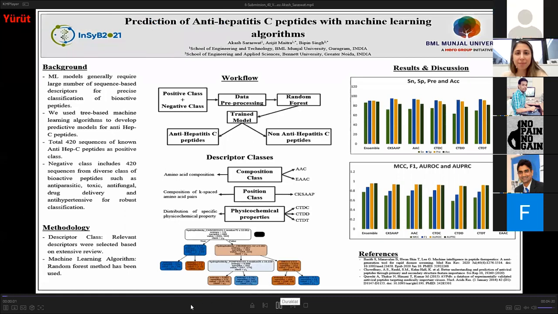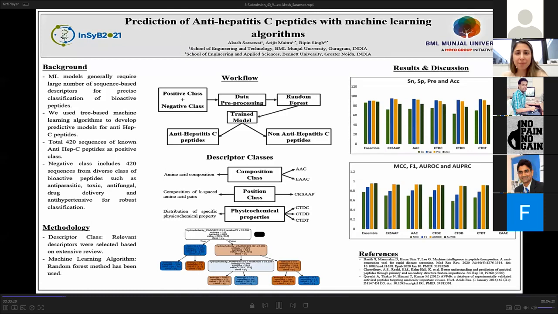Respected scientists, faculties, and my dear colleagues, I, Akash Saraswat, PhD scholar from BML Munjal University, India, would like to present my poster titled Prediction of Antihepatitis C Peptides with Machine Learning Algorithms. This work has been done under the guidance of Dr. Bipin Singh and Dr. Arijit Mehta.